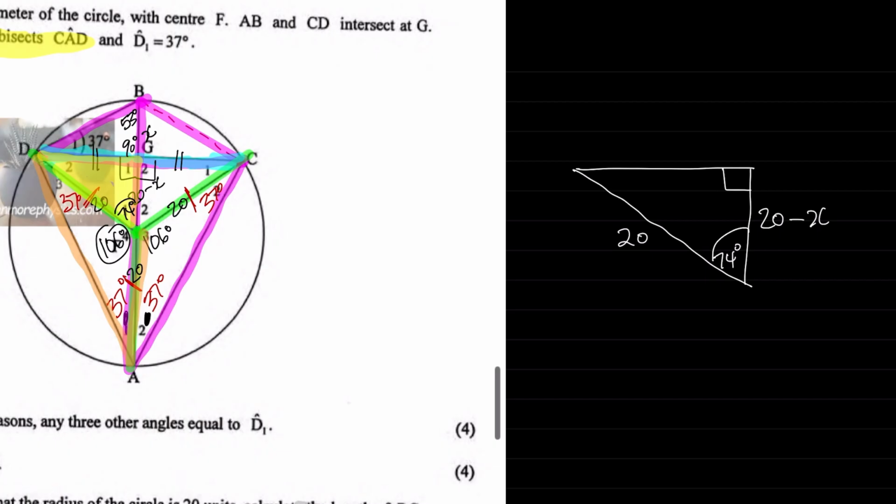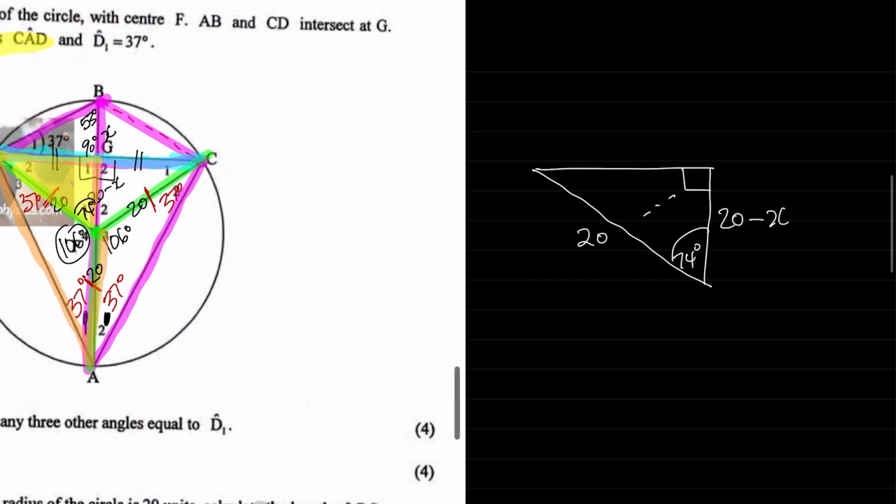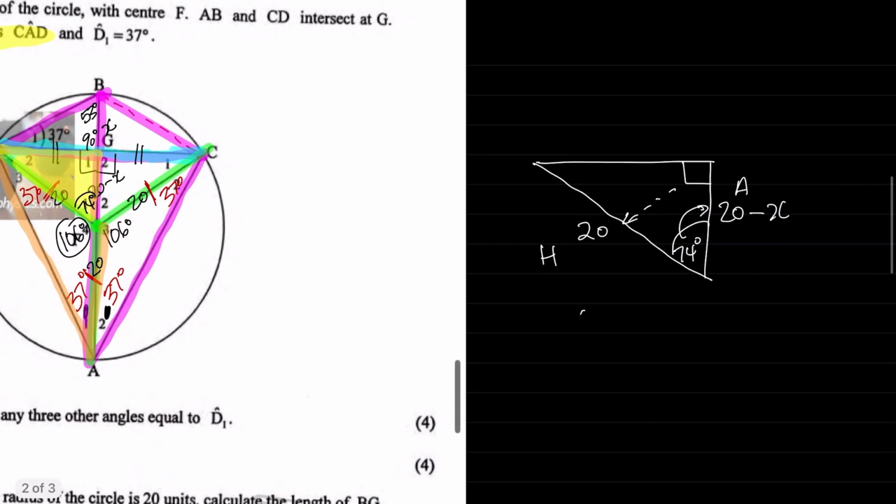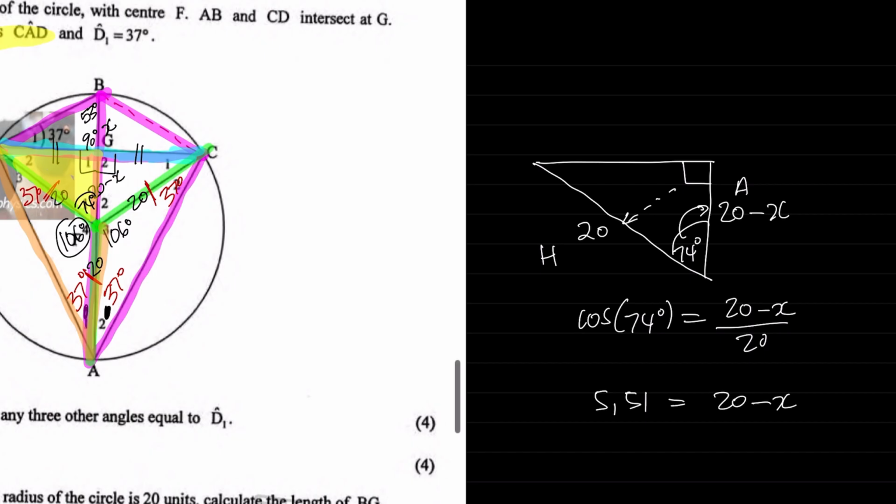Now we can use a trig function or a trig ratio. This right here is the hypotenuse. This is adjacent, so we can use cos. So we'll say that cos of 74 degrees is equal to 20 minus x divided by 20. Now we multiply. So 20 times cos of 74, that's 5.51 equals 20 minus x. That means x is equal to 20 minus that, which is 14.49 units.